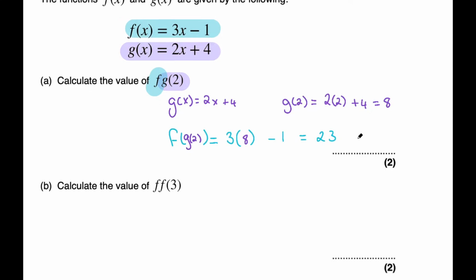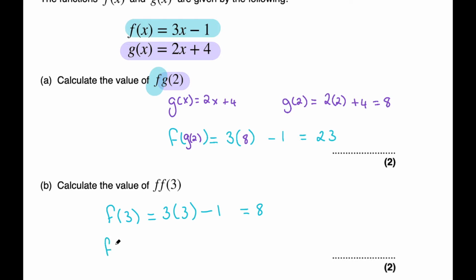The next one then said f f of 3, so that means f of 3 subbed back in to f. So first thing I would do is find out f of 3. If I get the f of x function, which depends on x right now, I know at this specific point that I'm interested in, x is 3. So I've got my 3, and then instead of the x, I'm going to put 3 by 3, which is 9, minus 1, which is equal to 8.